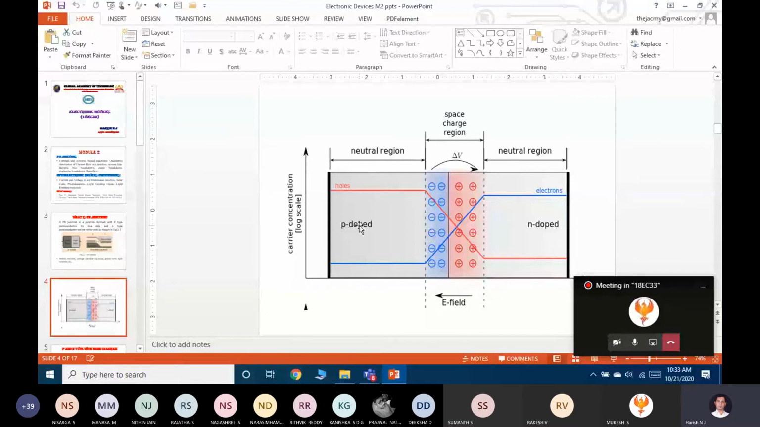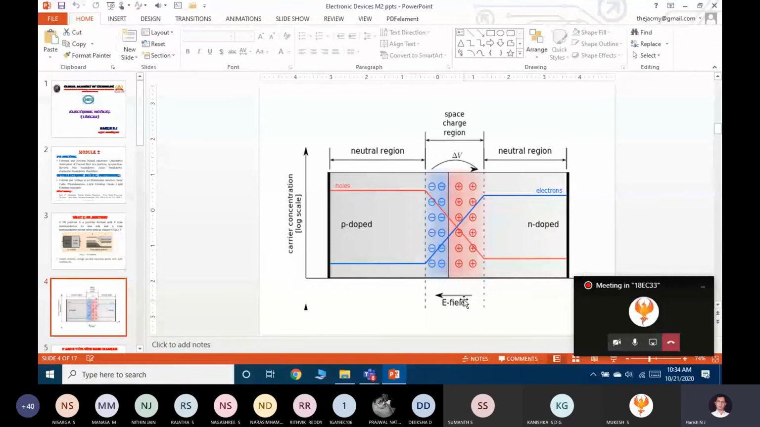Just check it out. The hole wants to move from P type to N type, means left to right, but unfortunately the electric field direction is right to left. The hole movement and electric field direction are always in the same direction, but unfortunately here it is in the opposite direction. It will even oppose the hole diffusion from P type to N type. This is another way of justification.